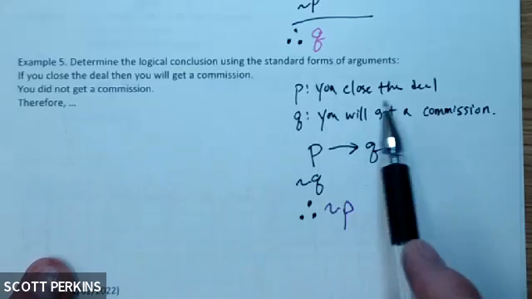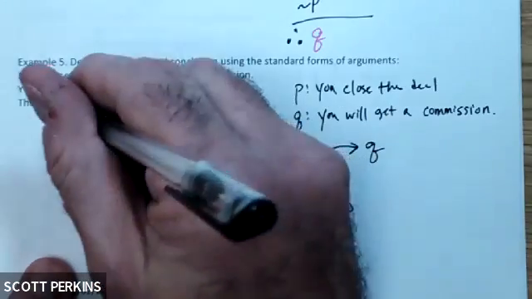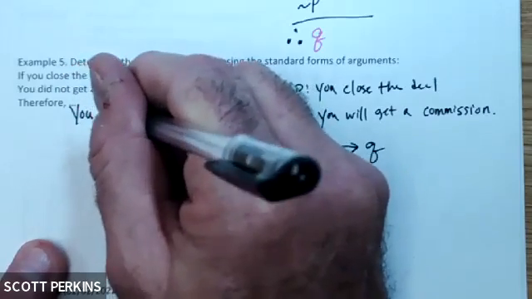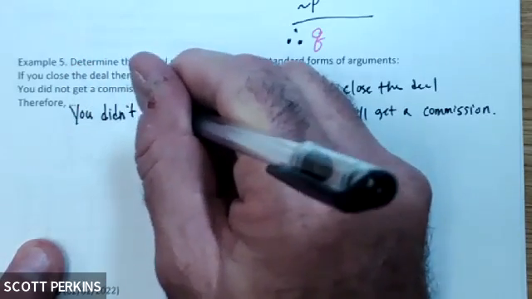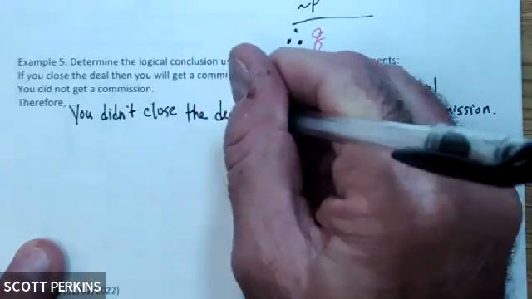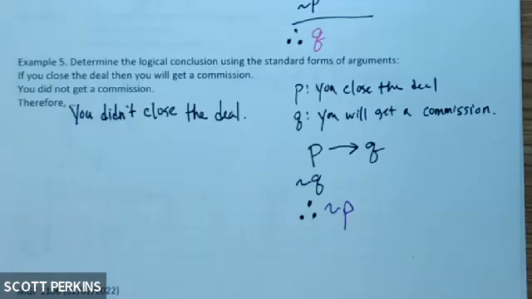P is you close the deal. So therefore you didn't, or you won't, or whatever. I'm not concerned about the verb tense. I'm just concerned that when you take the test, I will be looking for whether you put a negation in there. I don't care if it's future or past or whatever. Context would determine that if you were really using this.